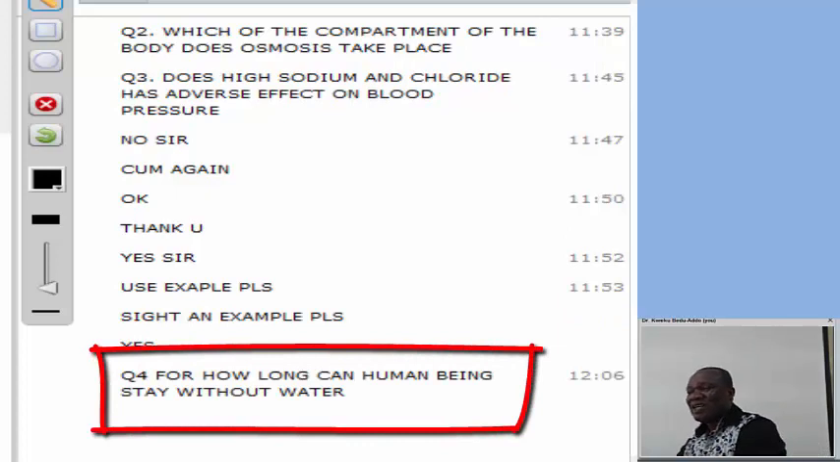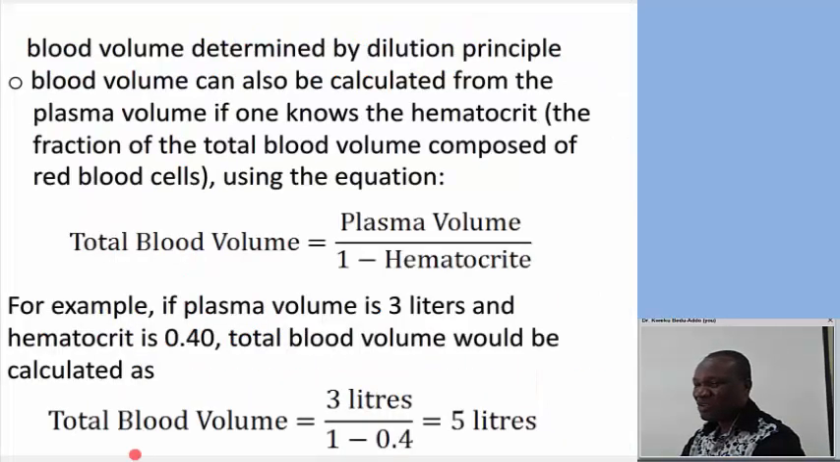For how long can a human being stay without water? That's a tricky one. I guess it will depend on the individual, but not for long compared to food. Without water for 2-3 days, things will start getting very bad. Things will get very bad. Even for 1 day, it is difficult.